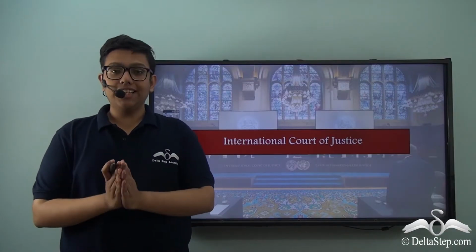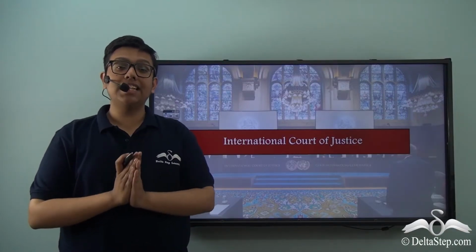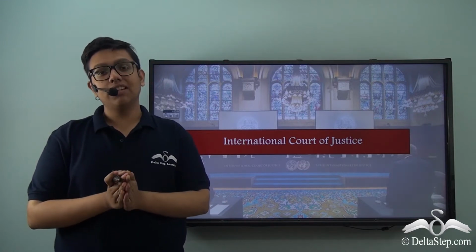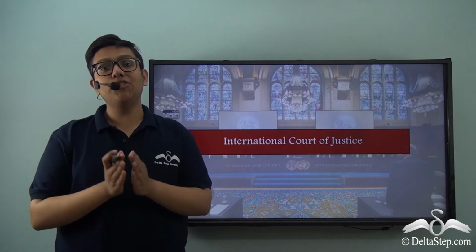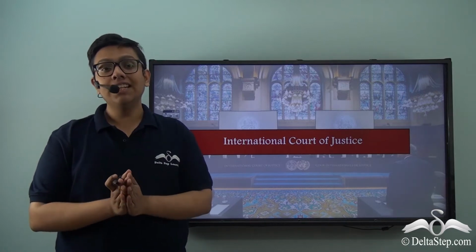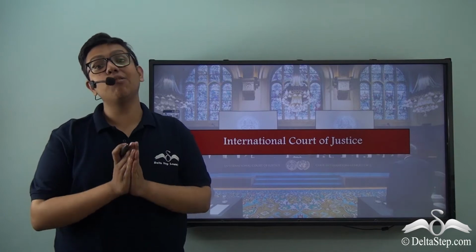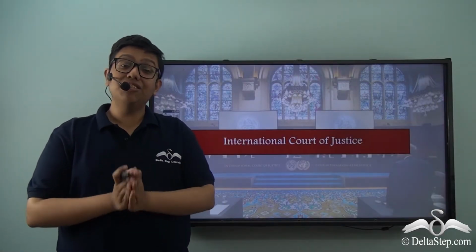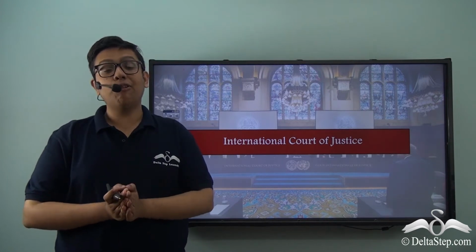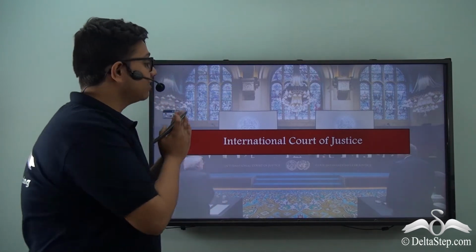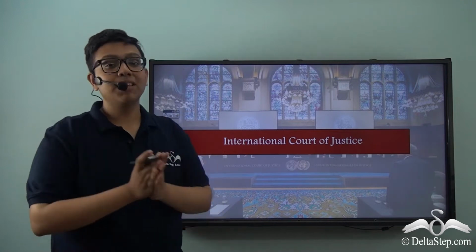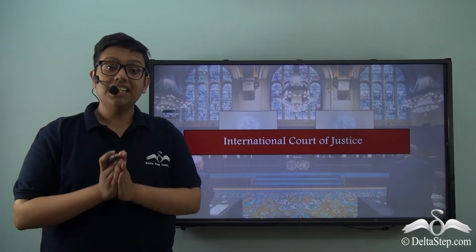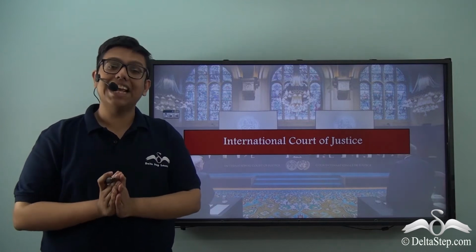Till now, we have seen two principal organs of the United Nations in detail: the General Assembly and the Security Council. While the General Assembly assumes the role of a legislative organ, the Security Council is the executive. The United Nations, therefore, must also require a judicial organ of its own, and for this purpose exists the International Court of Justice, which is the primary judicial organ of the United Nations. Let us look at this organ in detail in this lesson.